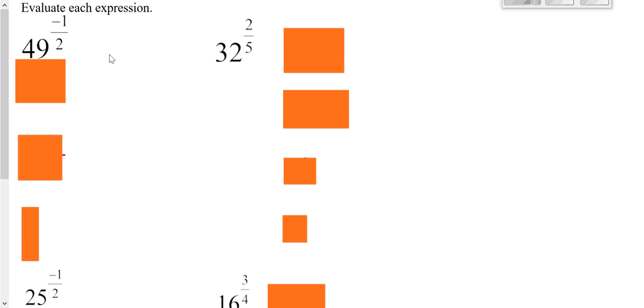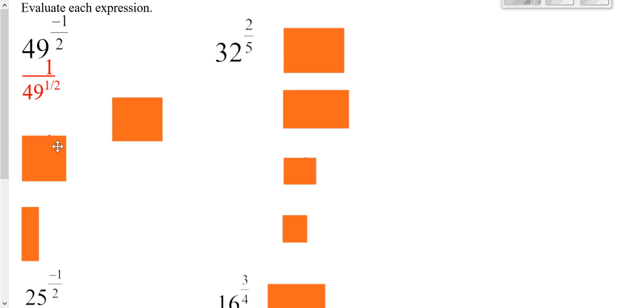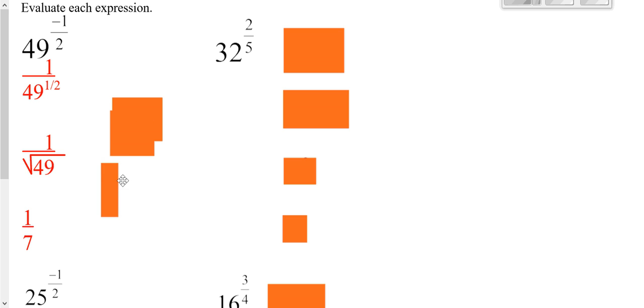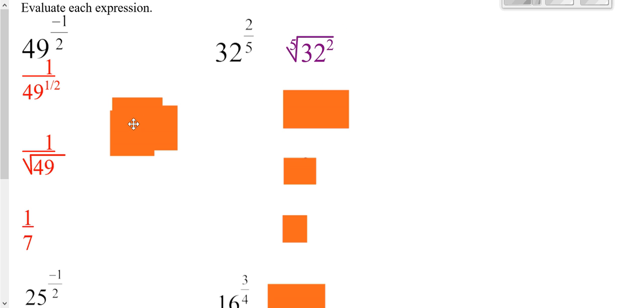Now, we're going to look at simplifying these. This problem here is a negative exponent. Remember, a negative exponent puts it in the other part of the fraction, so it's going to be 1 over 49 to the 1/2. Now, that 1/2 power really means a square root, so it's 1 over the square root of 49, which is just 1/7. When we're looking at a problem like this, it means the 5th root of 32 squared.